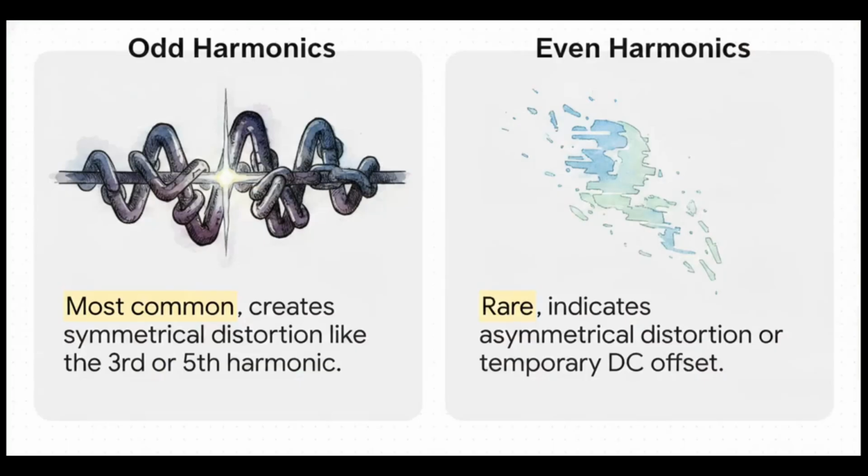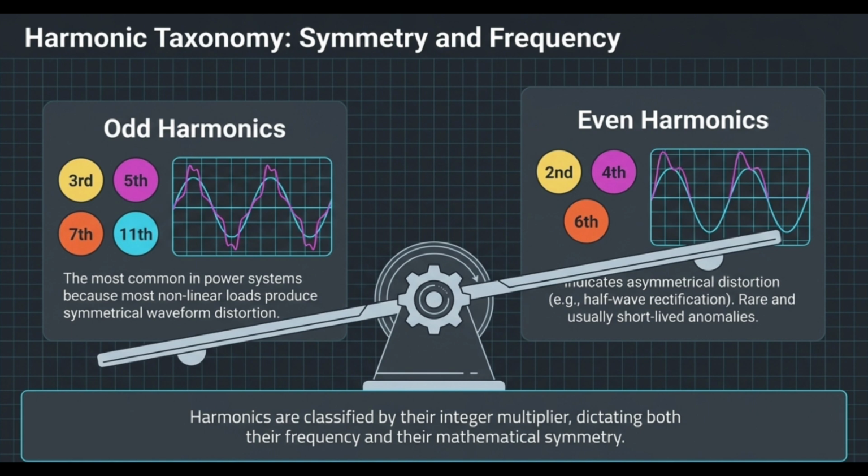It's important to realize that not all harmonics behave the same way in a system. Even harmonics, like the second, fourth, or sixth multiples, are actually pretty rare under normal conditions. If you see them, they usually point to a temporary DC offset, some half-wave rectification, or a severe system fault, and they usually vanish quickly once the system stabilizes.